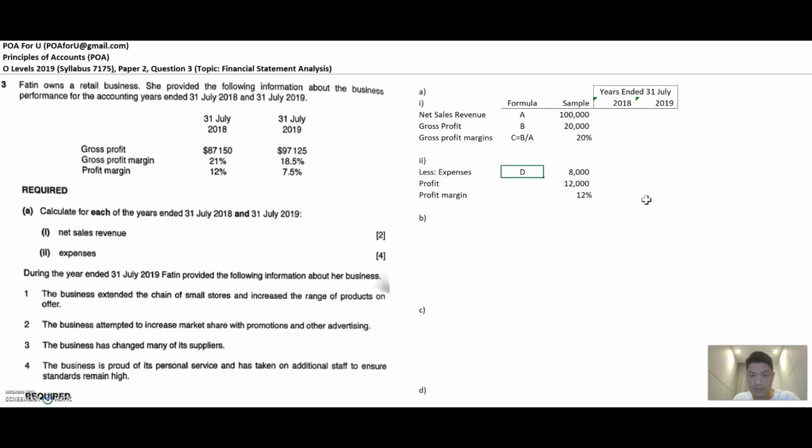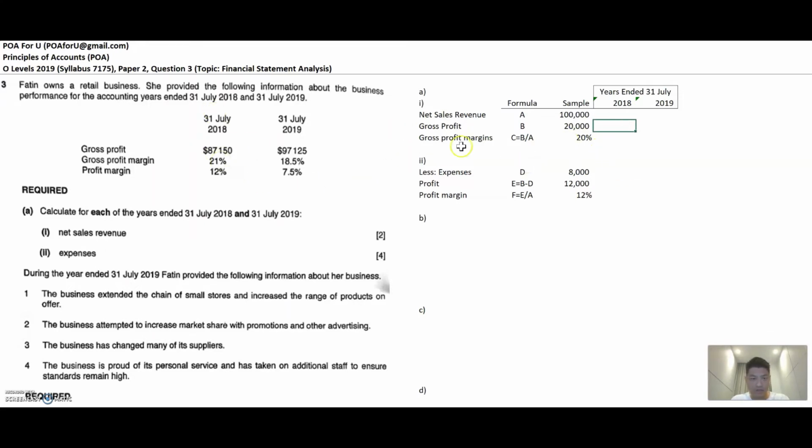So if I put expenses as an indicator of D, E would be profits, which equals B, the gross profit, minus D. And then profit margin is F, and it equals E, which is my profits, divided by A, which is my net sales revenue. So these are the formulas that will be important for you to know before you attempt this question. Okay, now let's try and fill up the blanks for this question itself.